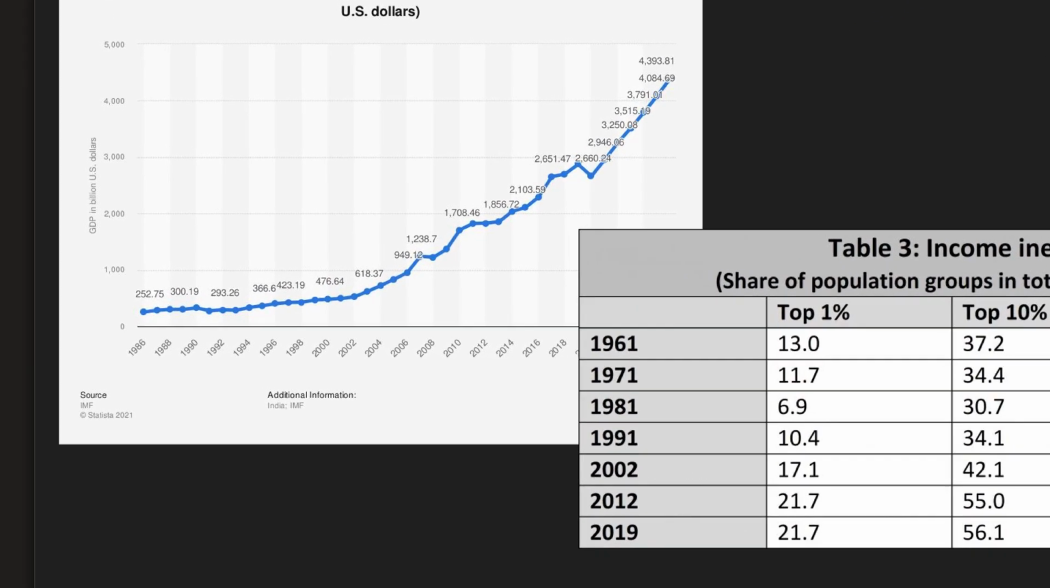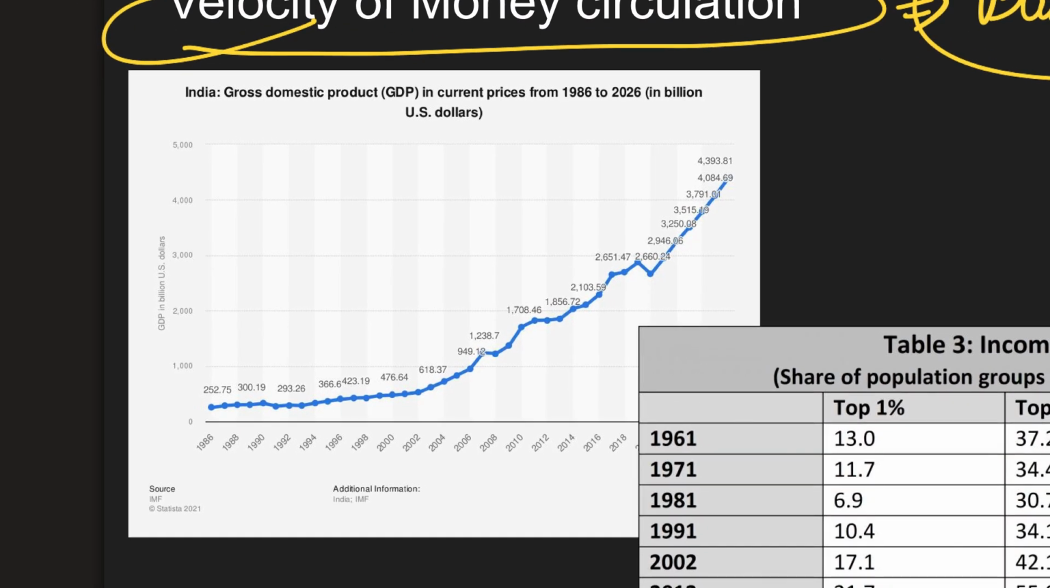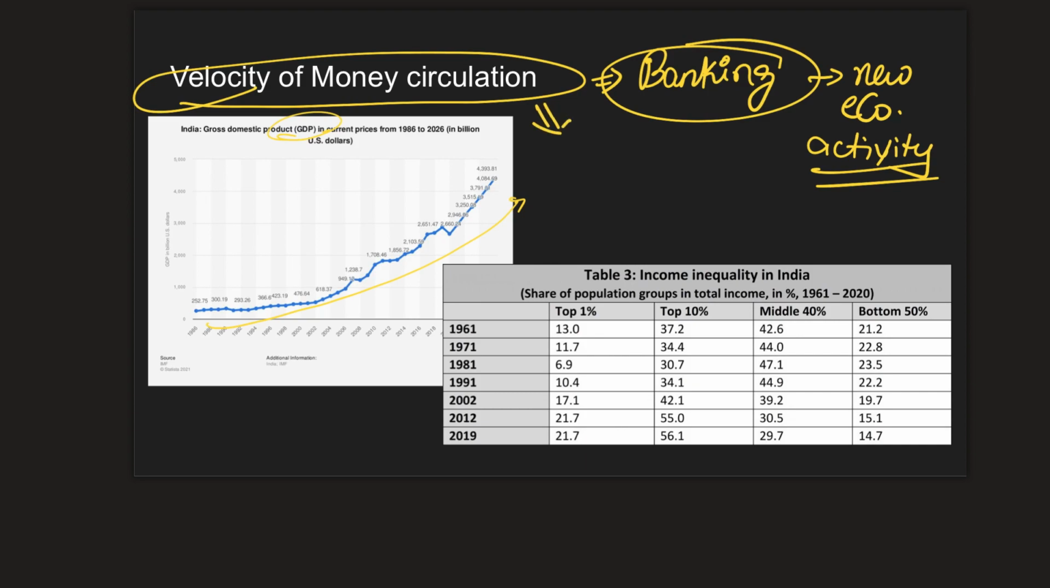Now, take a look at this particular graph. See the GDP growth from 1986. You would see that from the time of LPG reforms, the graph has increased substantially. Now, why is this possible? Because of the velocity of money circulation, that is, the speed with which money is changing hands from one person to another person. What this means is the cycle of the economy is very nice, and it is actually booming.